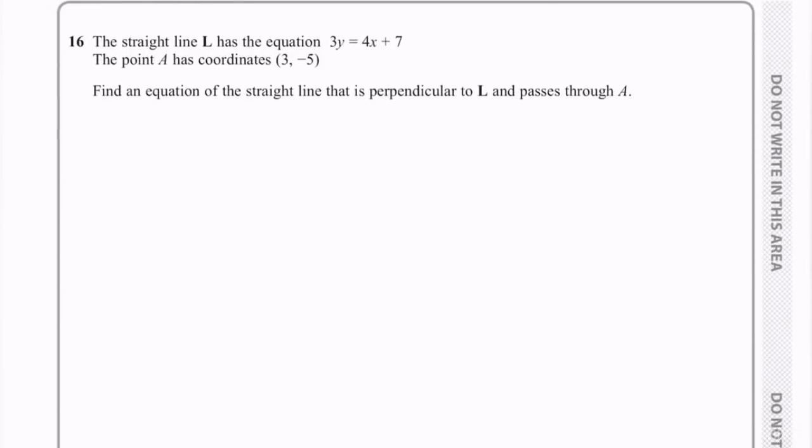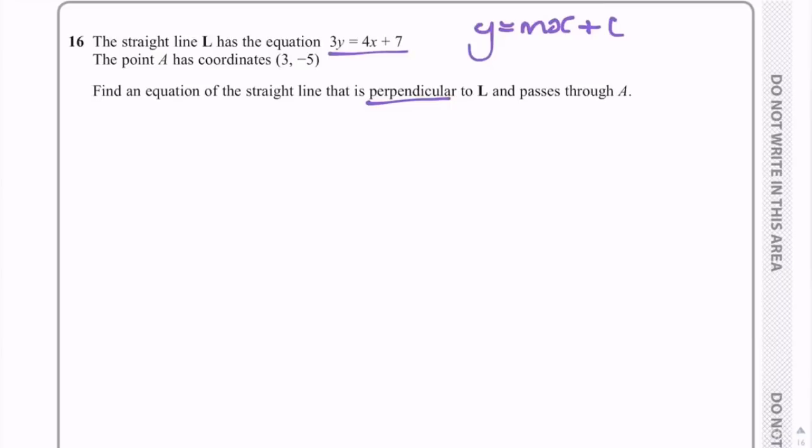Right, question 16, got some coordinate geometry. It says the straight line L has the equation 3y equals 4x plus 7. Now straight away when I look at that, it's not in that y equals mx plus c format because we've got this 3 in front of the y. So I want to have it as a single y at the front. So first things first, I know I'm going to have to divide everything by 3 there. It then says the point A has this coordinate, 3, minus 5, and it wants me to find the equation of a straight line that's perpendicular to L and passes through that point A.